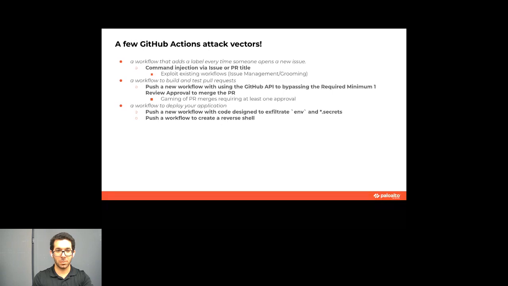But it is possible, and we're going to talk a little bit more about the power of the built-in GitHub token that is associated with workflows. And of course, finally, if you're deploying your application, well, we can push a new workflow that might exfiltrate some of the environment variables or some of the GitHub secrets that are available to that particular workflow.